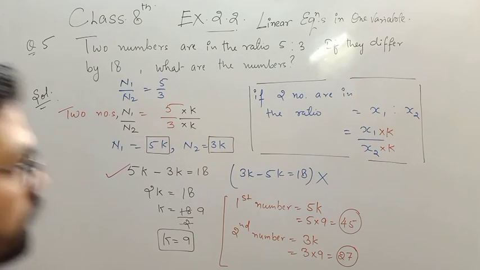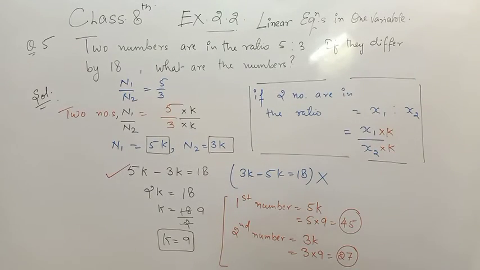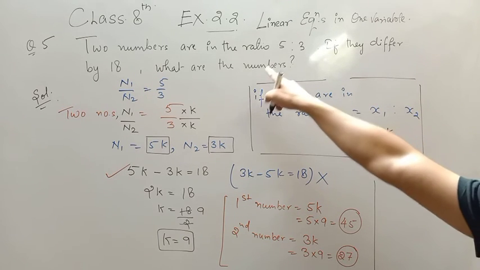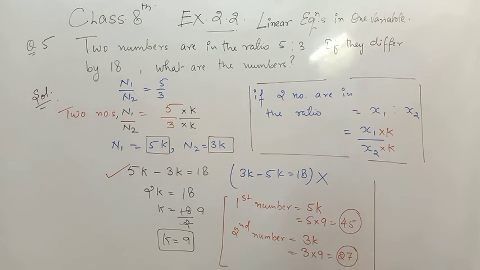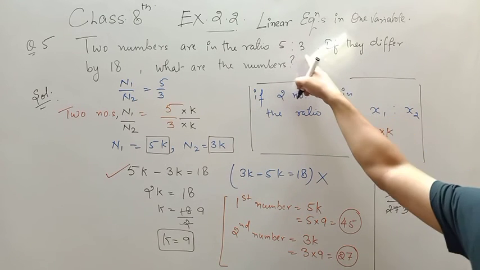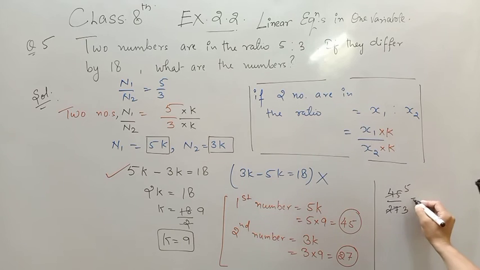How? You can even verify your answer. See, what is given in the question is that these two numbers are in the ratio of 5:3. Now you can check: 45/27, 9 3s are 27, 9 5s are 45, 5:3. Now look beta, here can I write this as 5 × 9 / 3 × 9? Beta, absolutely I can write it.